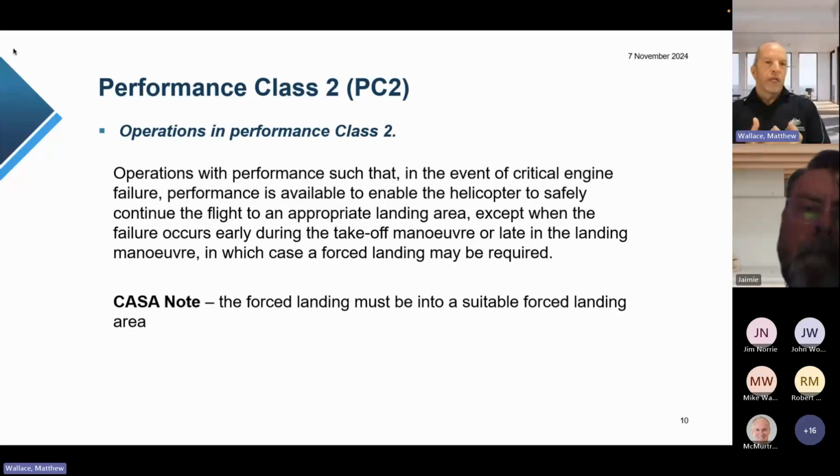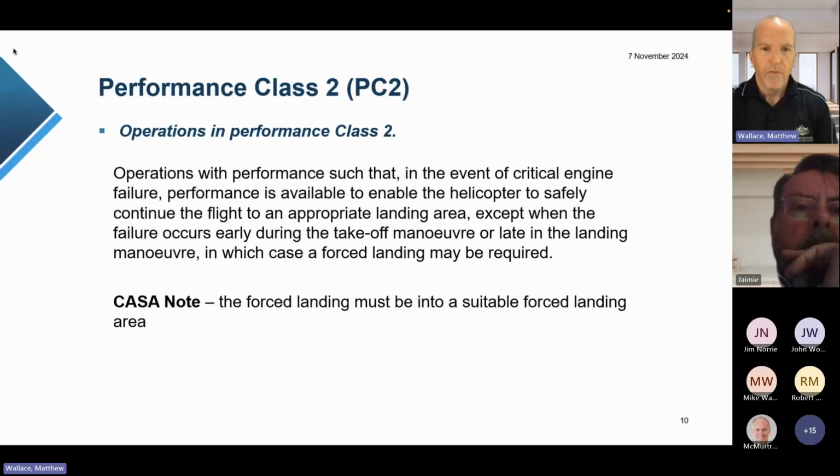PC2 varies slightly, so that operations with performance such that in the event of a critical engine failure, performance is available to enable the helicopter to safely continue the flight to an appropriate landing area, except when the failure occurs during the takeoff manoeuvre or late in the landing manoeuvre, in which case a forced landing may be required. And when we talk about a forced landing, we're talking about a suitable forced landing.